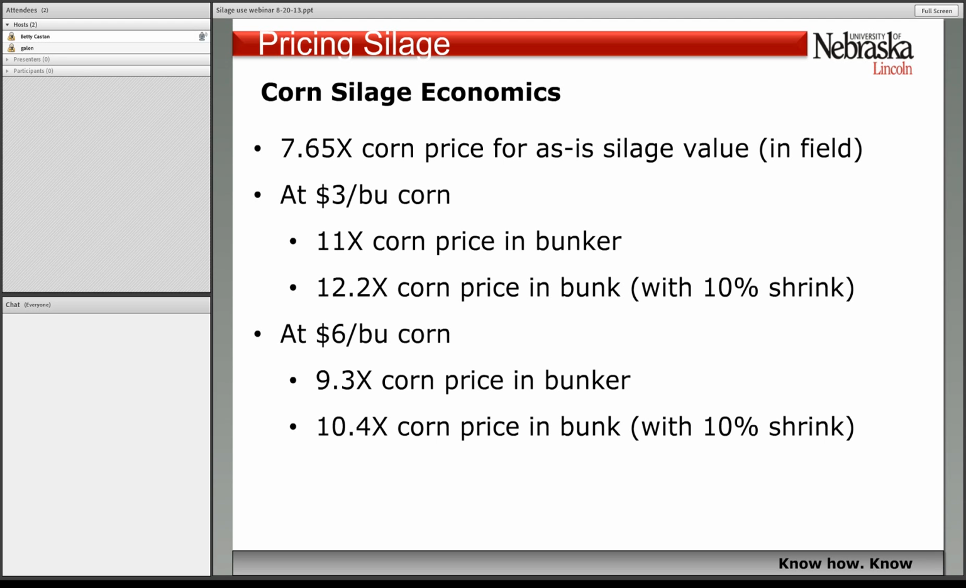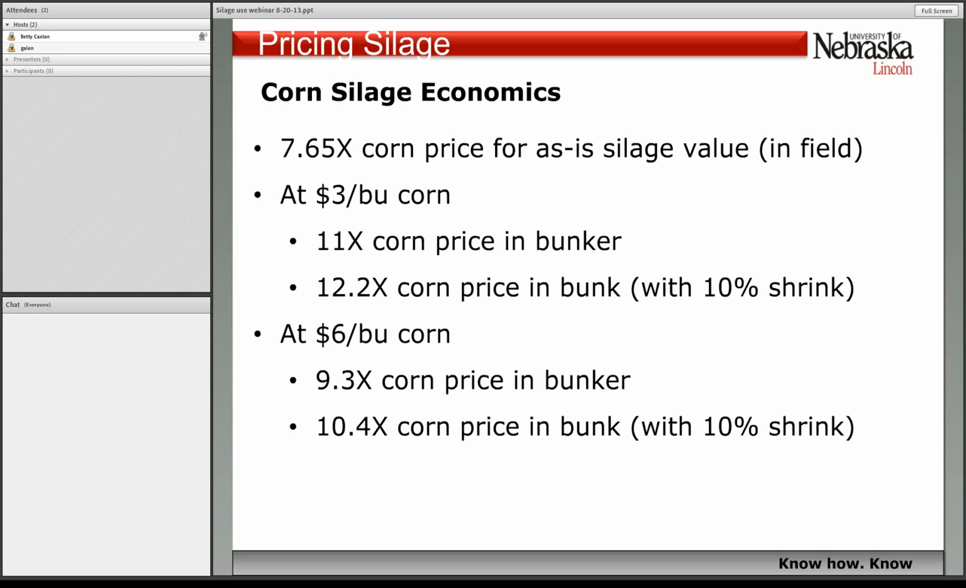The price of silage standing in the field is not dependent upon corn price because it's the same multiplier. But when you get to what the price is in the bunker or at the bunk, it is dependent upon the absolute price of corn. For example, at $3 per bushel of corn, it's approximately 11 times the as-is bushel price for silage price as is in the bunker per ton, and that goes to 12.2 by the time you get it to the bunk with a 10% shrink.